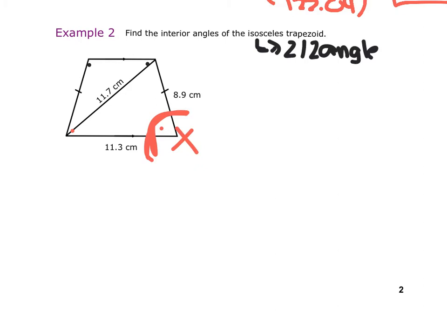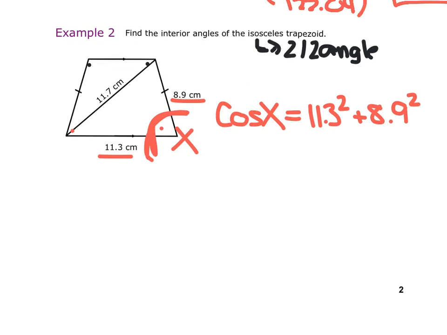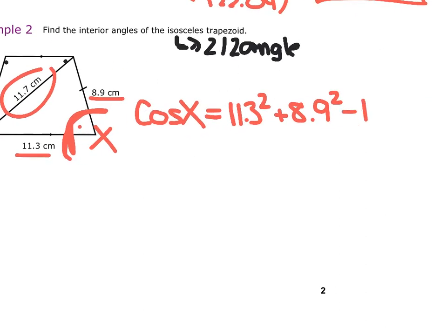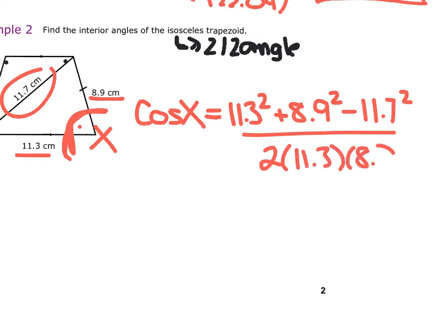And again, if you want to write out the equation, you can. I might write this one out a little bit differently because of the information I'm given. So I would start with cos of x, what I'm trying to find. Okay, 11.3 and 8.9 are my opposite sides. And then 11.7 is the side that is in relation to cos x. All divided by 2 times 11.3 and 8.9.